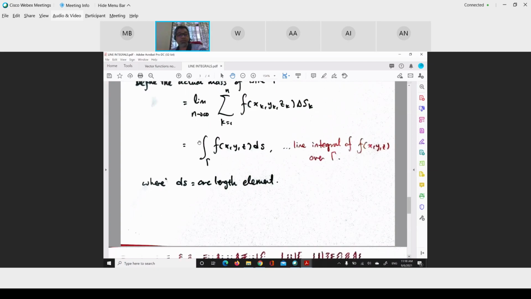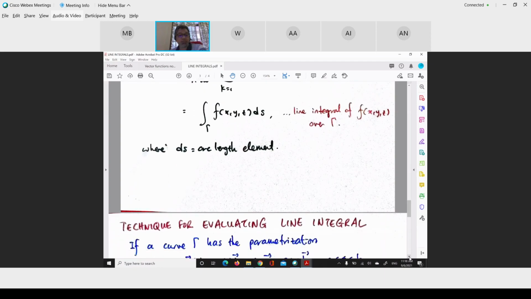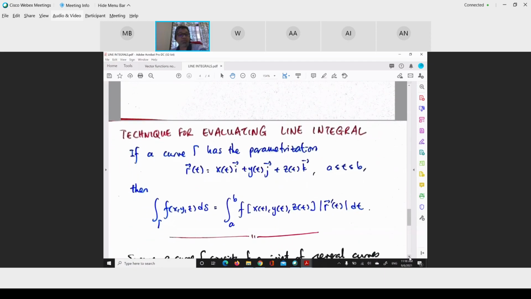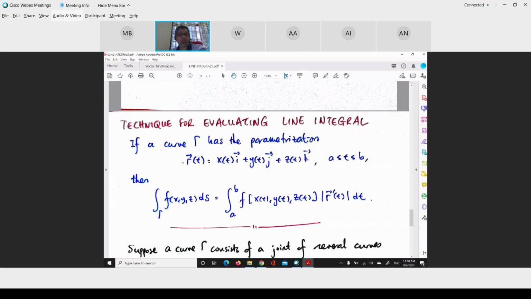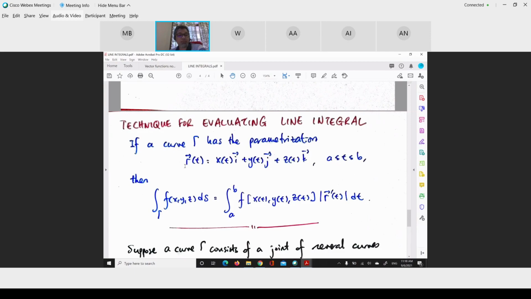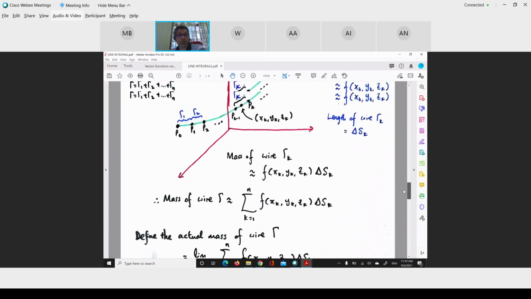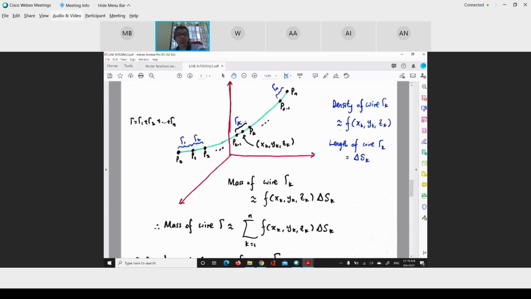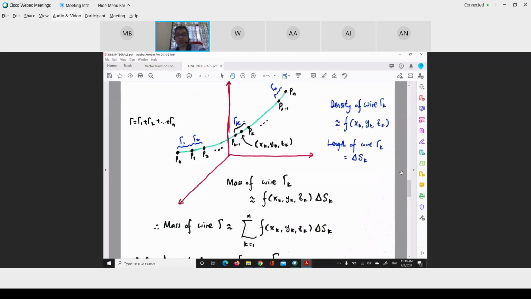Okay, how do we evaluate this line integral here? So the question now is how to evaluate this line integral. We use the parametrization technique. If a curve gamma has the parametrization, this vector can be represented by this position vector. So we can think of gamma as the parametrization. We can think of t equal to a as the initial point. When t equal to b, it gives us the end point.